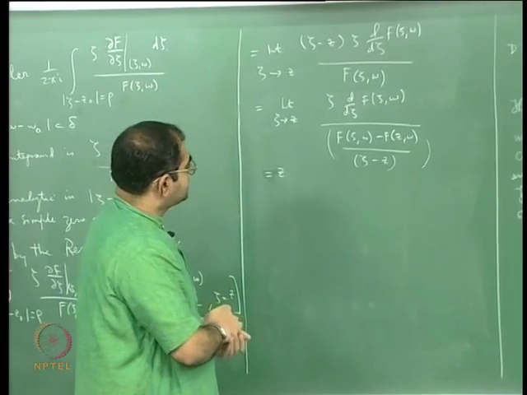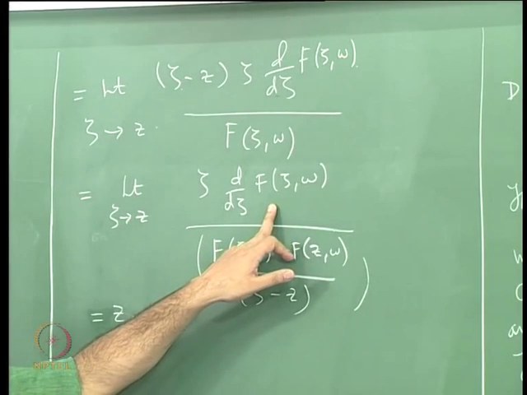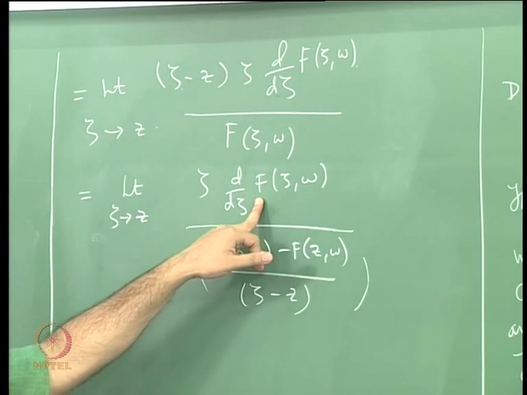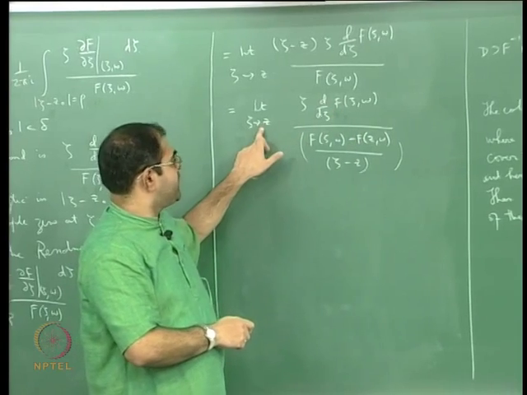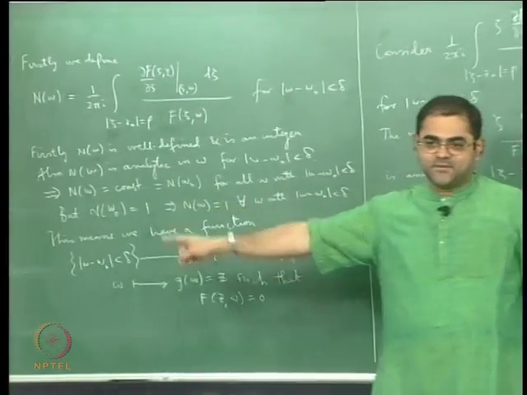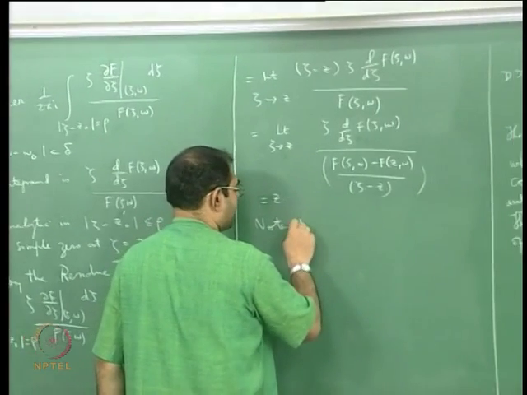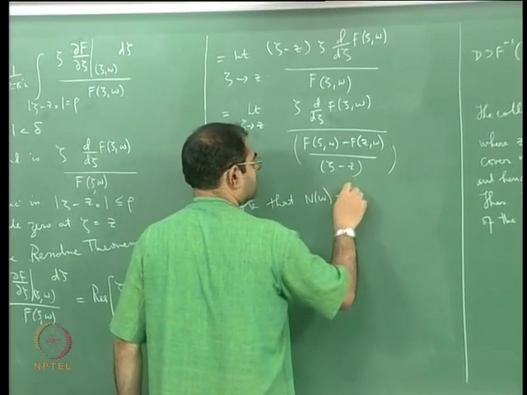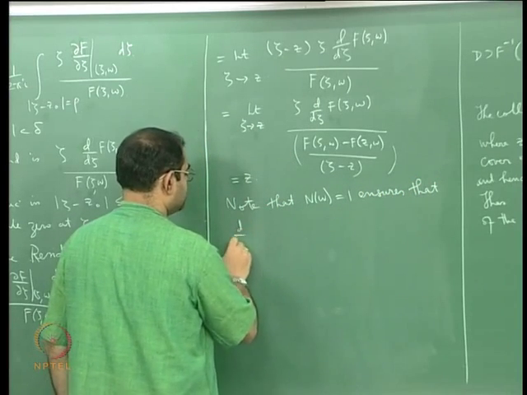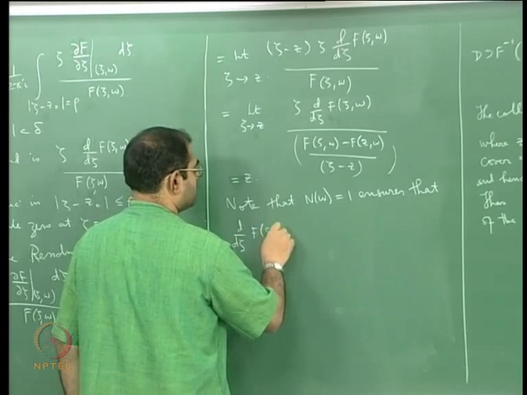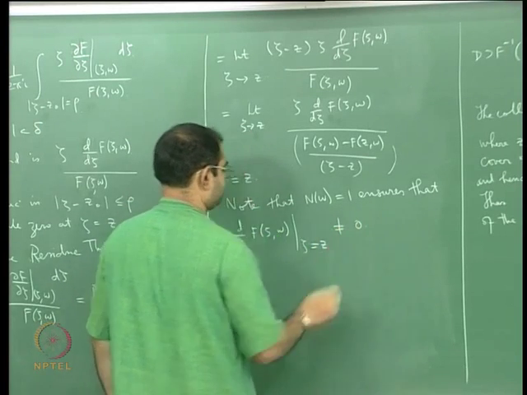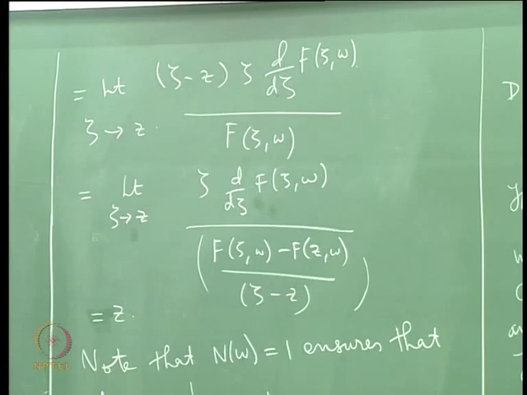The only thing that you will have to think about is how I can cancel this without ensuring that this derivative is non-zero at z, and that again follows from the fact that n of w is 1. Note that n of w equal to 1 ensures that d by d zeta f of zeta comma w at zeta equal to z is not equal to zero. This derivative is non-zero.